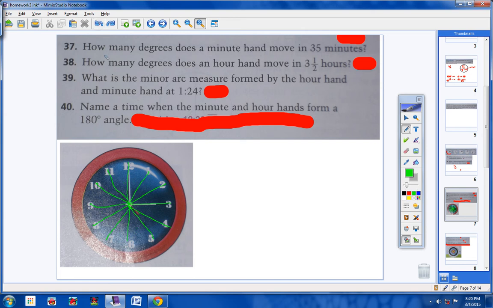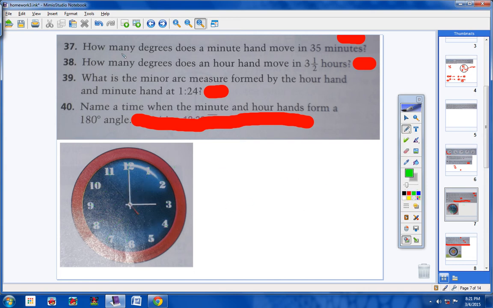Now, if I go all the way around this circle, that's 360 degrees. But if I take 360 and divide it up into 12 equal angles, I will get 30. So this little central angle here is 30. So what's the arc length from 1 to 2? 30. So I just showed you now that the arc length between two numbers is 30 degrees. Got it? Alright, so here we go.